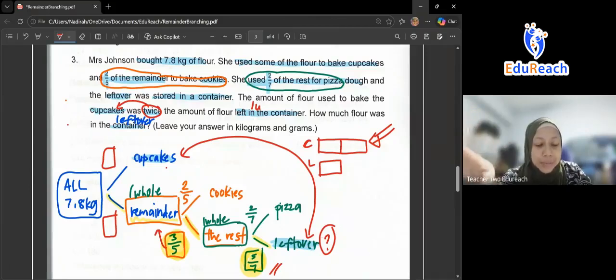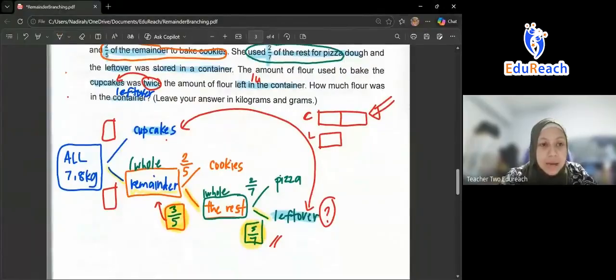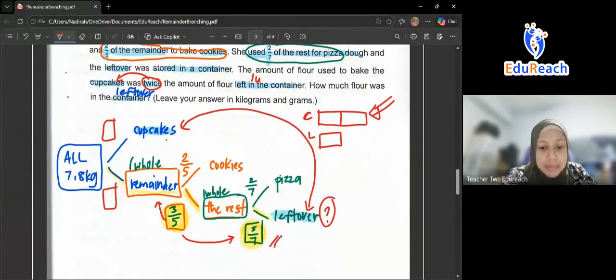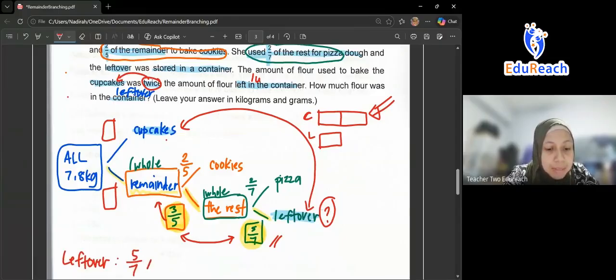It can be overwhelming. But I did mention that when you have branches, you can multiply the two fractions. So it will look like this. These two fractions, I can multiply them. Meaning I want to find the leftover. I want to change the 5 out of 7, I multiply with 3 out of 5, and I get this.